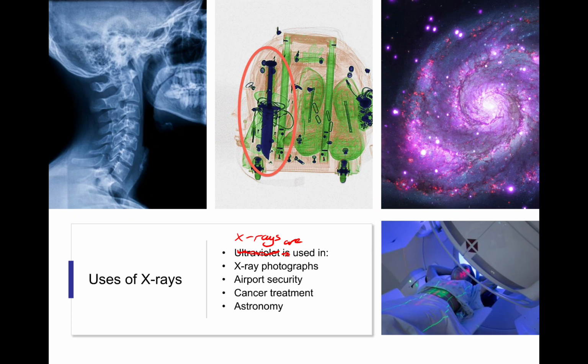X-rays are used in X-ray photographs, which we've already discussed. Airport security, that's a good one. So you could probably guess what that is. If you were working in airport security and this bag came through and you saw that, you would probably want to open that up and take that machete-looking big knife thing out. So obviously someone's up to no good.